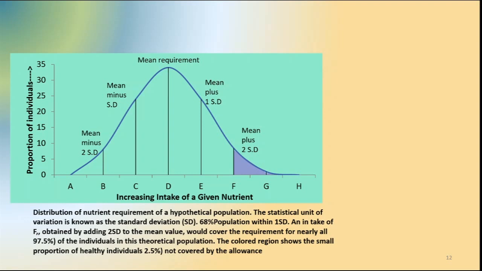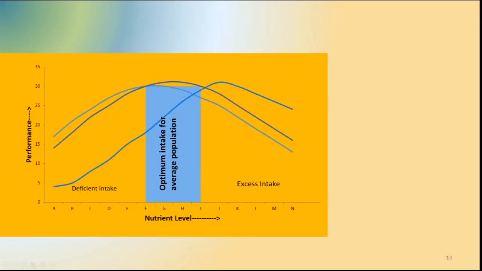So the better option is to go for group feeding with a small number of animals having more or less similar nutrient requirements on a daily basis. Then we can get maximum benefit out of those animals. So here on the y-axis there is the performance of the animal, and on the x-axis there is the nutrient level. This chart shows the optimum intake for the average population, that is from F to I.